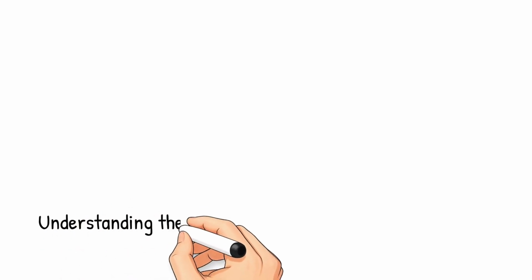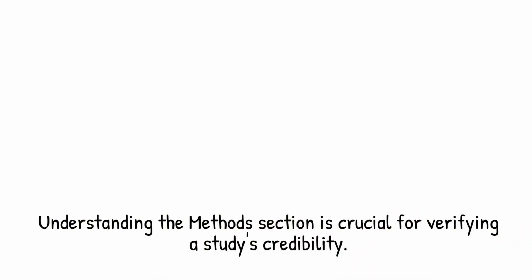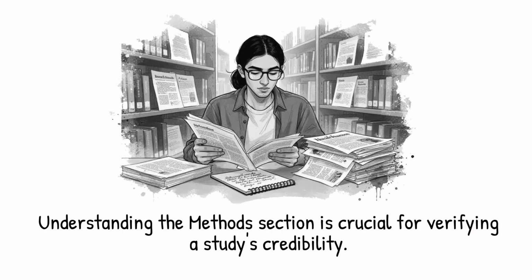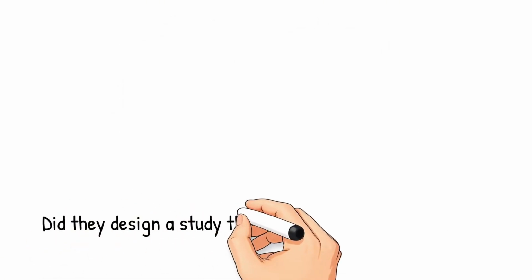You've read the title, you've understood the abstract, you've followed the argument in the introduction. Now comes the section that determines everything, the methods. This is where you stop trusting and start verifying. Everything the authors promised in the introduction has to hold up against one question. Did they actually design a study that can answer what they set out to answer?